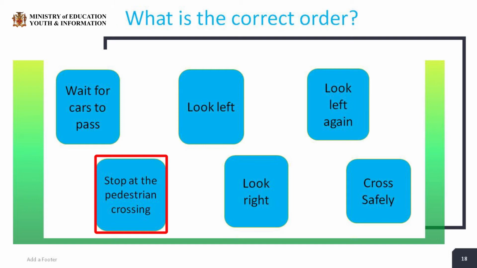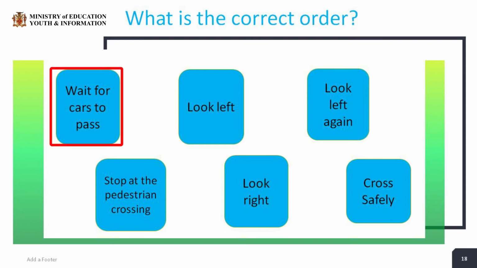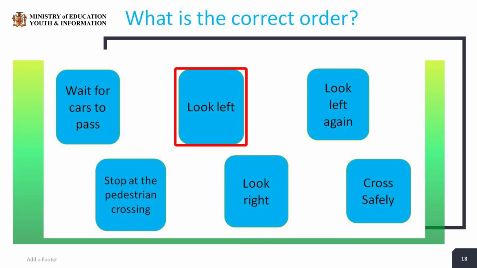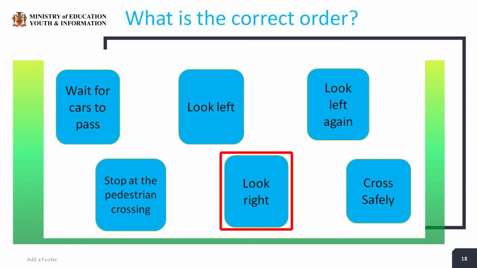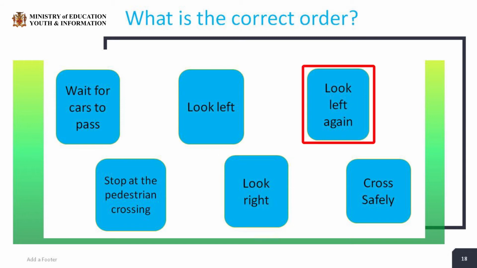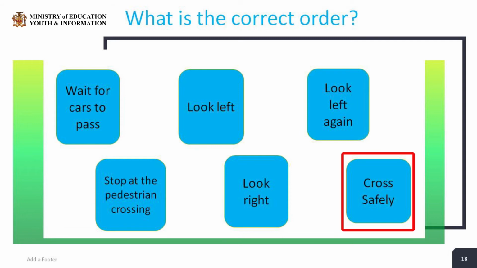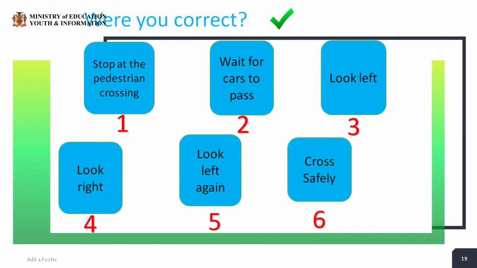Very good. We should stop at the pedestrian crossing. Excellent. What will come next? Yes, we would have to wait for cars to pass. What about the third step? Look left. Very good. And then we would look right. Step 5, we look back to the left. Very good. And our last step, we cross safely. Never run. We take our time and go across the road safely.